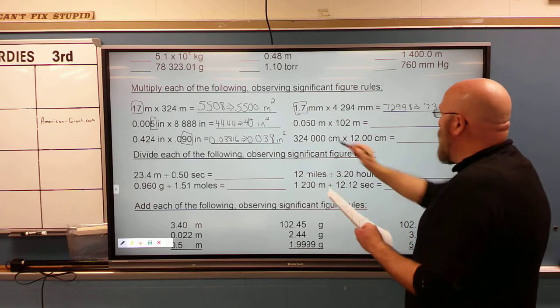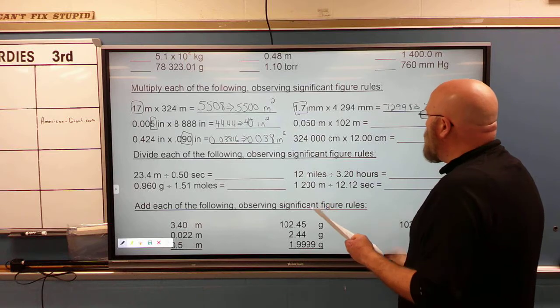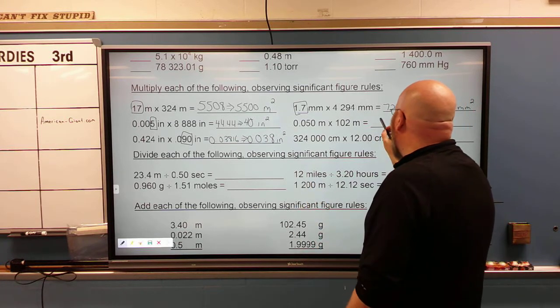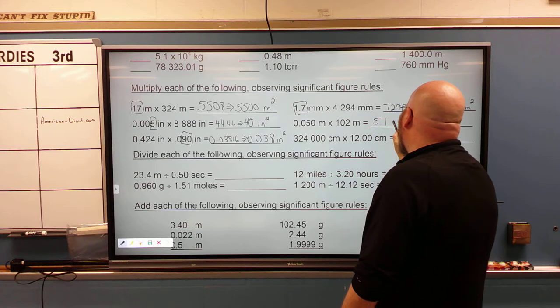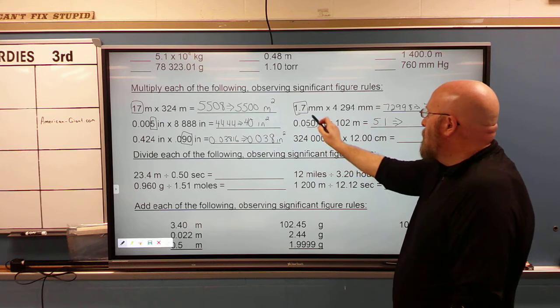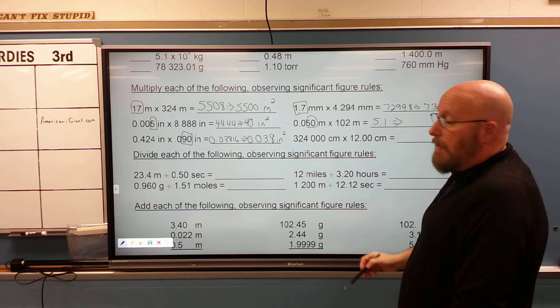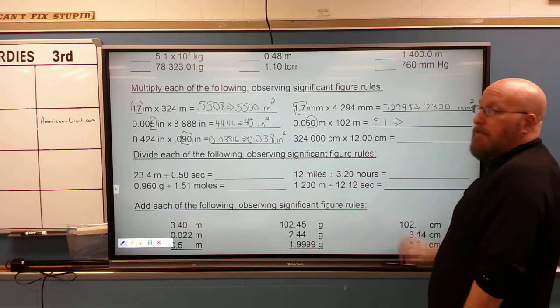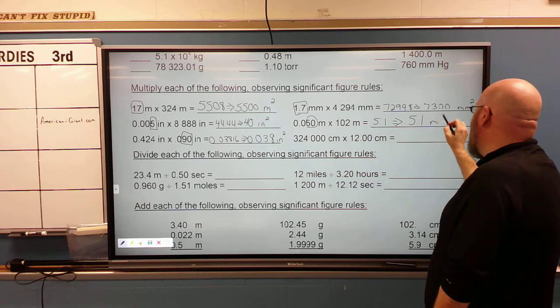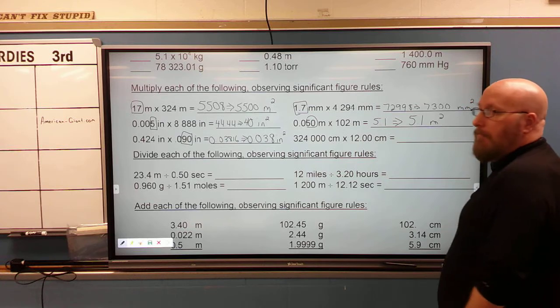Now, the next one is 0.050 meters times 102 meters. You put it into the calculator, you'll get 5.1. Now, how many sig figs? 2 here, 3 there. So my answer has to be 2. Well, the great thing is I only had 2 in the beginning, right? So 5.1 square meters. Okay? Easy.